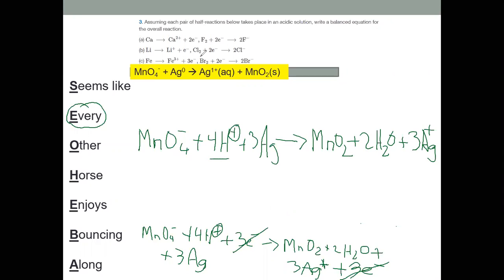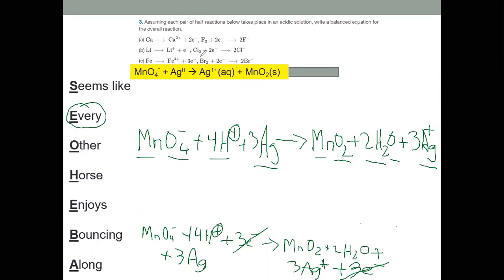We've got 4 protons over here. 2 times 2 is 4 protons over there. There's 4 oxygens here. 2 plus 2 equals 4 oxygens on the right side. We have 1 manganese on the left. We've got 1 manganese on the right. We've got 3 silver zeros here, and we have 3 silver ions there.